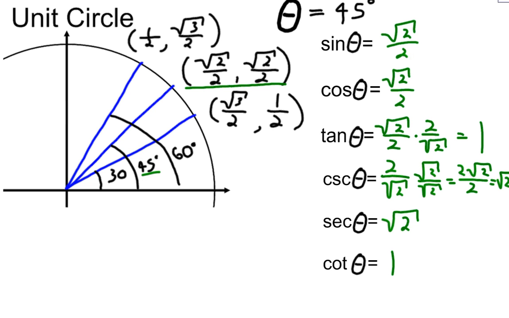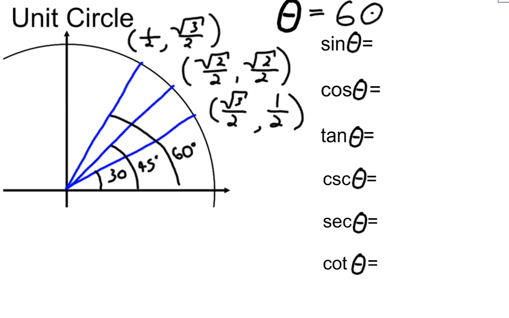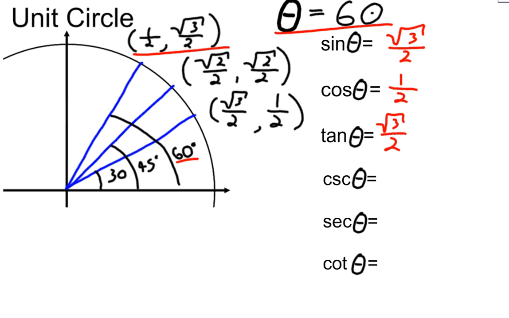So now we can look at 60 degrees. Now we're going to use the x and y coordinates of that. So our theta is 60 degrees. The sine of 60 degrees is our y value, square root of 3 over 2. Our cosine is x, 1 over 2. Tangent is sine over cosine, square root of 3 over 2 multiplied by the reciprocal, 2 over 1, and we get square root of 3.